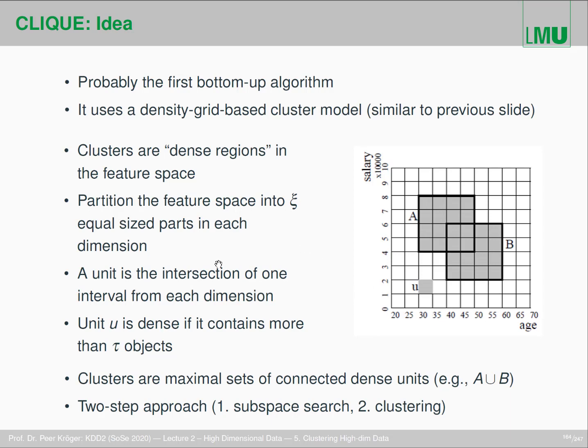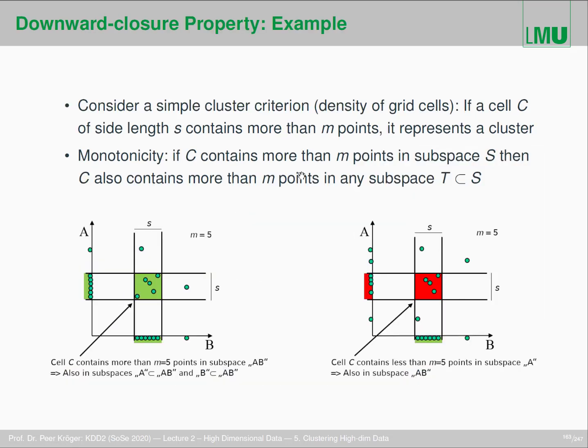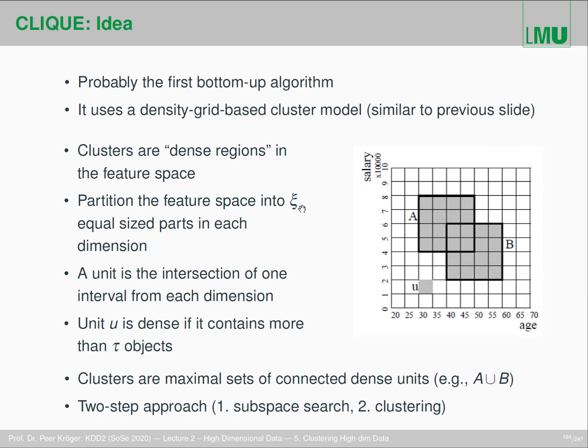So for example, we spend 10 partitions, 10 intervals in each dimension, in each feature, and a unit is the intersection of one interval from each dimension. And a unit U is dense if it contains more than tau objects. So tau is our m from the previous slide here. So s is the side length, psi is the number of partitions, and tau is now this m, the minimum number of points I want to see in one of the units in order to call this unit a dense unit.